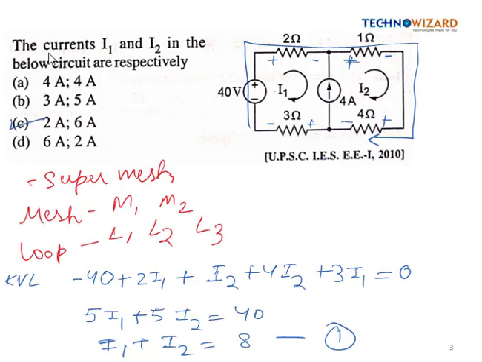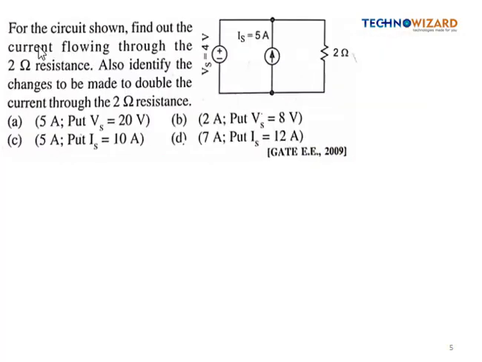So let's see the next question. Okay, so this is our next question. For the circuit shown, find out the current flowing through the 2 ohm resistance. Also identify the changes to be made to double the current through the 2 ohm resistance.